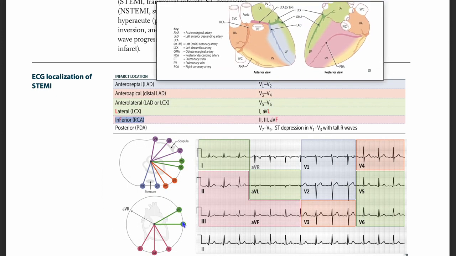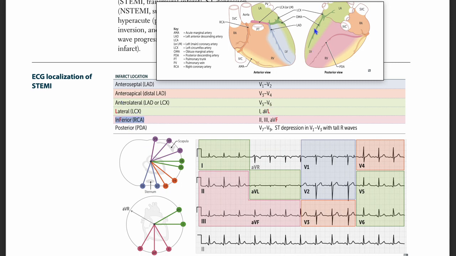That makes AVL the lateral one, right? So the lateral AVL. If you have AVL involved in anything, you're gonna have lateral. But what else is lateral? So is V6 and V5, right? And 1 and AVL. So you're gonna have that in green. So 1, AVL, 5 and 6. If you have any kind of abnormality in the ECG in these leads, it tells you that it's somewhere on the lateral side, right? So lateral is left circumflex artery.